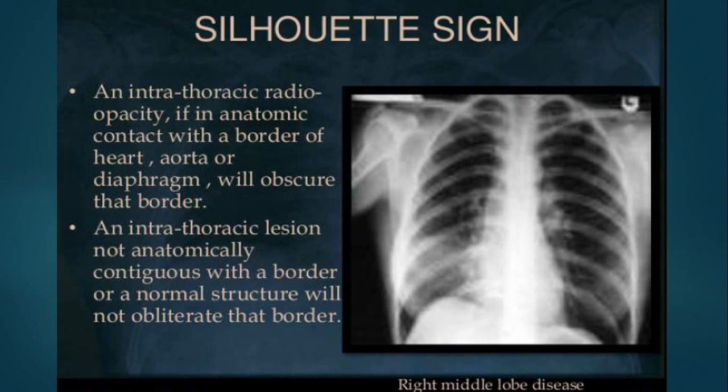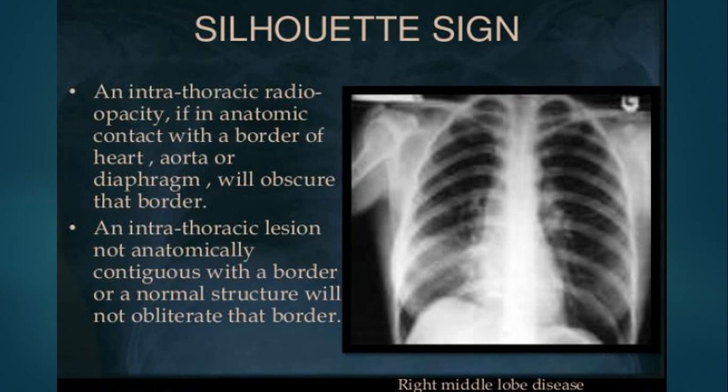So the rule here says, we have a rule, that if any two objects of the same density are in contact with each other, you cannot see the border between them. The border between the two objects, you will not be able to see it. If they are not in contact with each other, you will be able to see the border between them.